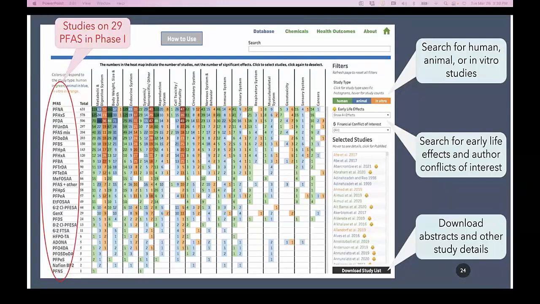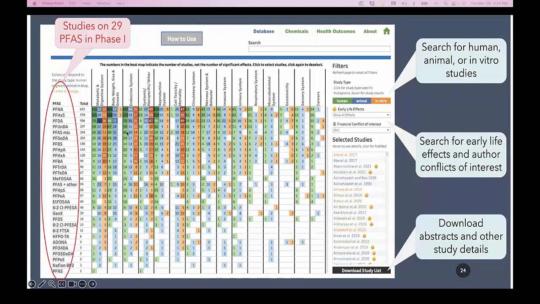And so let's say, just looking at this, we're going to do a little more on the next slide, but let's say I was interested in all studies on the endocrine system for PFNA, this first PFAS here listed. Oh, and that's what I forgot to say actually. The top rows here, the top columns, are the health outcome categories or groupings that we organized all the data into. So you see metabolic and digestive system and body weight size and growth and endocrine system on the left, and then all the way down to cancers on the right.